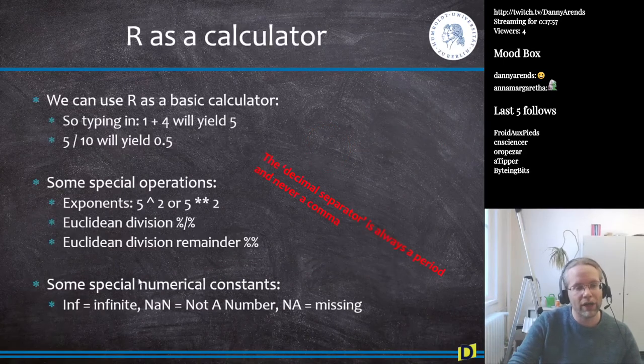So in R, the way that you do it is, if you want to get the Euclidean division, you do 100 %/% 39, and that will give you 2. And if you want to get the remainder, then you just do 100 %% 39, and that will give you 22. So that's the remainder.